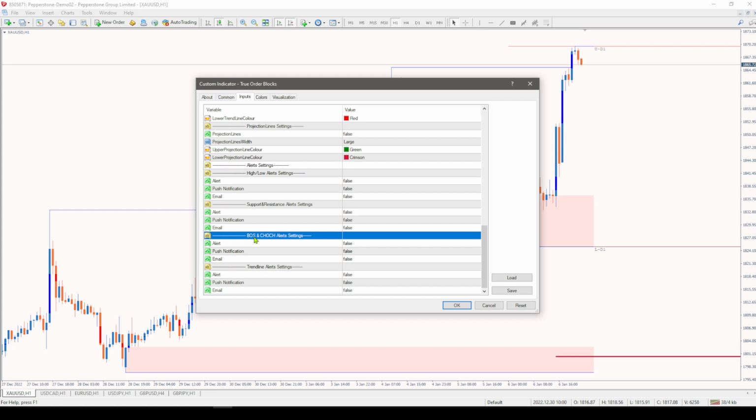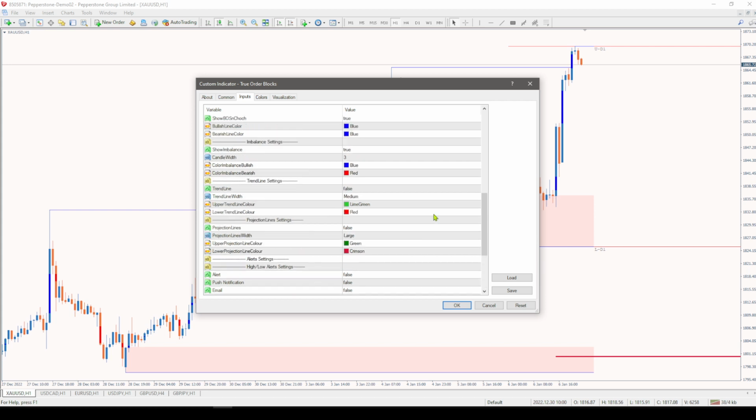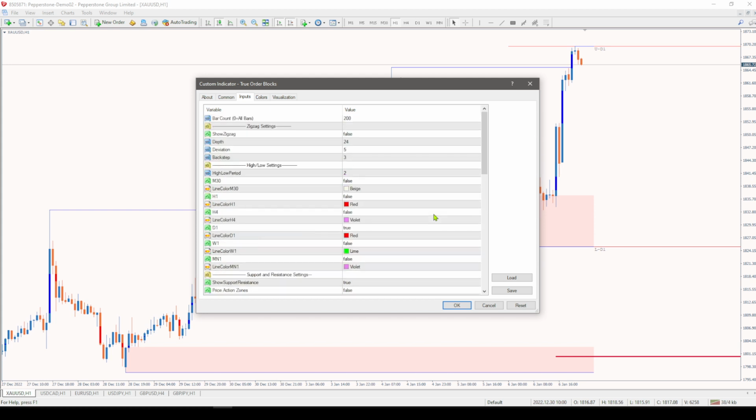Same for the break of structure. If any break of structure happens, then it is also going to give you an alert. Trend line, same thing. If the trend line is broken, then it gives you an alert, right? So that's it. Very simple and very user friendly input.